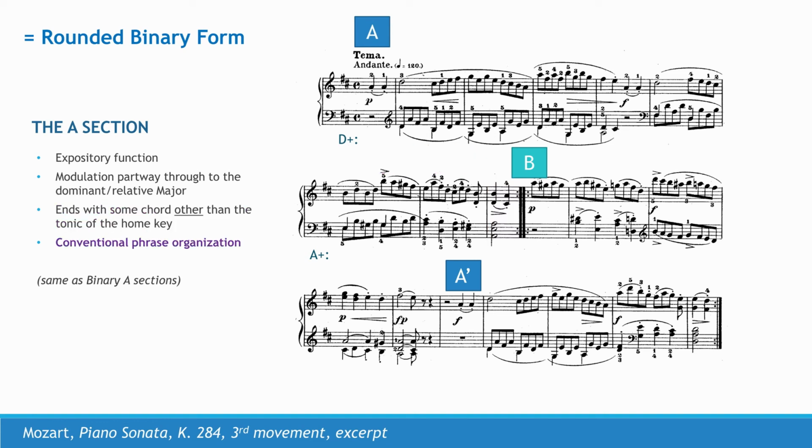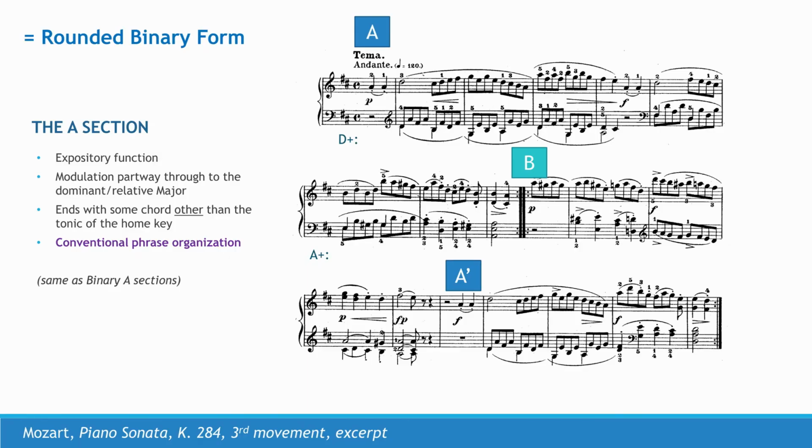And lastly, conventional phrase organization. Well, this is where we break out the stuff that we've learned in the last 2 units. So we're going to take some time now. We're going to figure out our basic idea and try to map out a phrase model for this. Let's listen to the recording, and I want you to then pause, figure out your basic idea, and then try to map out your segments.